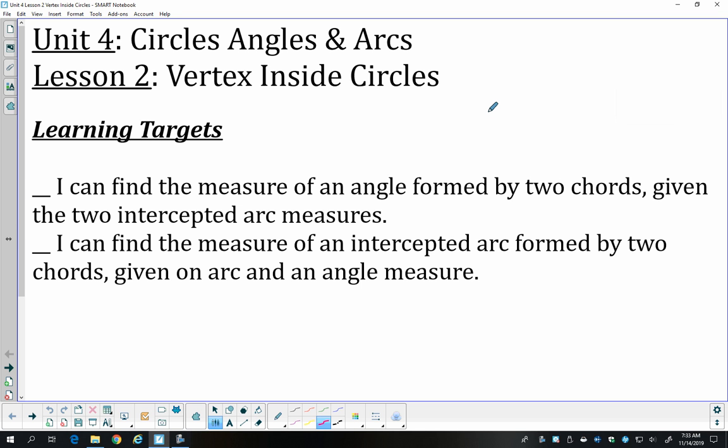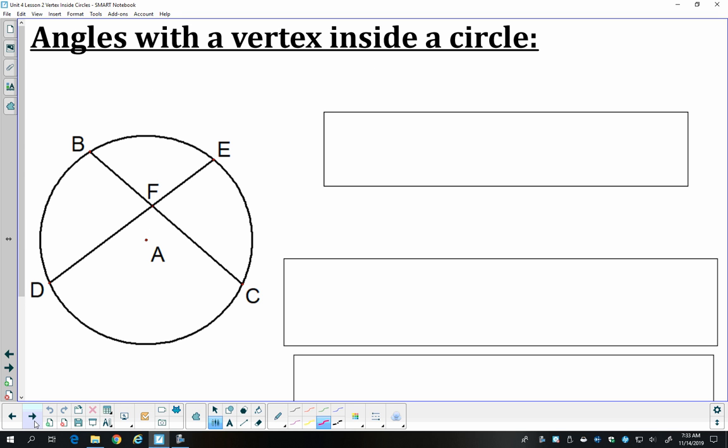Hey all, today we're going to continue our discussion of circles and segments in circles and how they interact to create arcs and angles that we can discuss. So we started with central angles where the vertex was at the center of the circle, and in this case that would be at point A. And now we're going to talk about angles formed by chords.